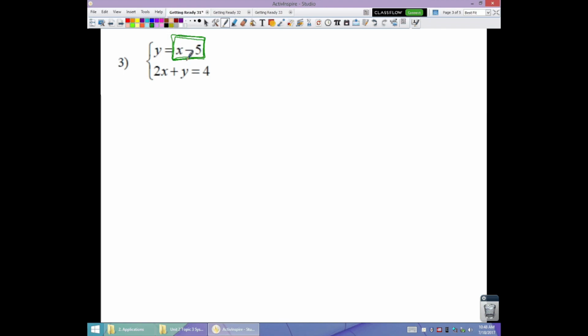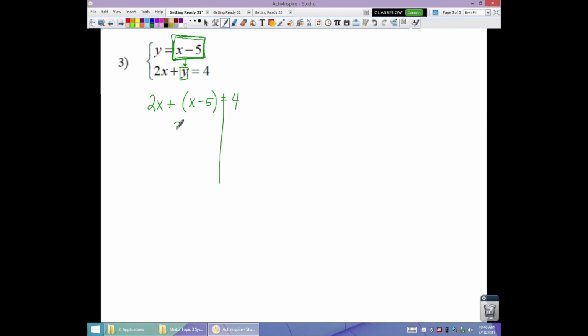Next step, substitute that into the other equation. So I replace the y down here with x minus 5. That gives me 2x plus x minus 5 equals 4. Now I use those parentheses because I was substituting. They're not doing a single thing there though. You can just drop them, ignore them.